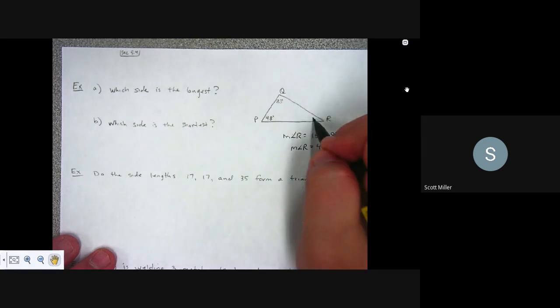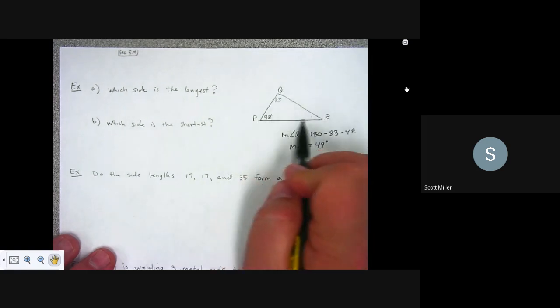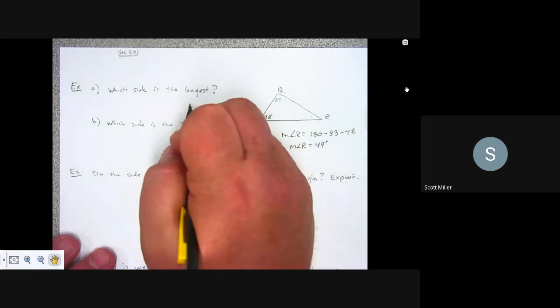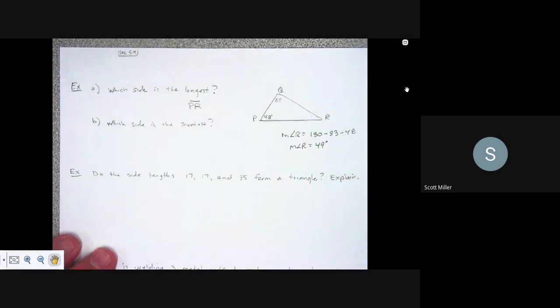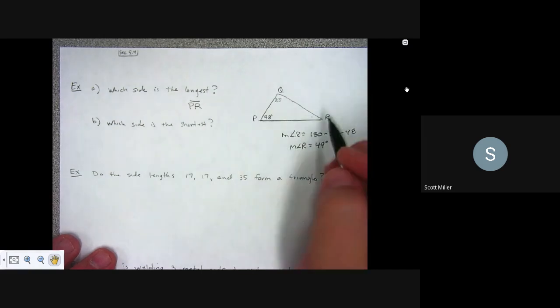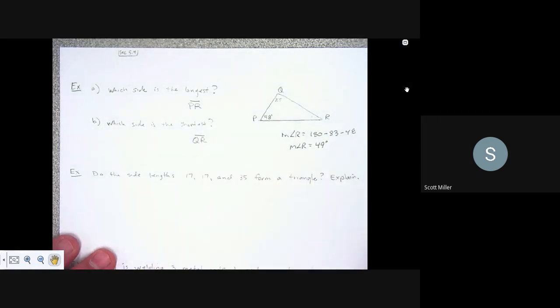If this is 49 degrees, then the longest side is which one? Well, the longest side then would be PR. That's the longest side. Now that I know this, I can see clearly that this is the smallest angle, so QR must be the smallest side. Okay, that's how that works.